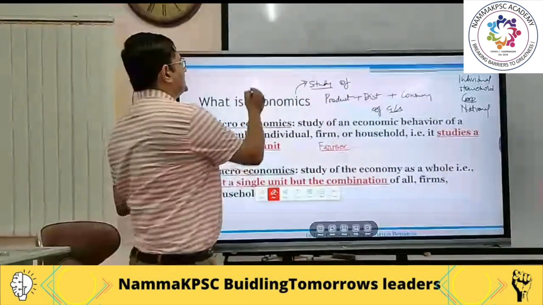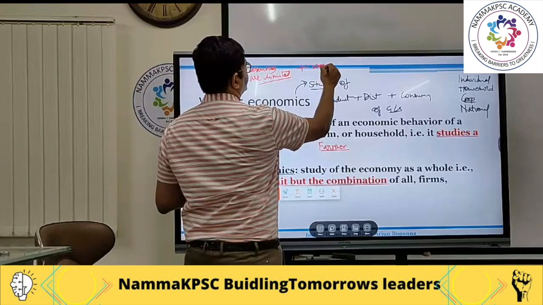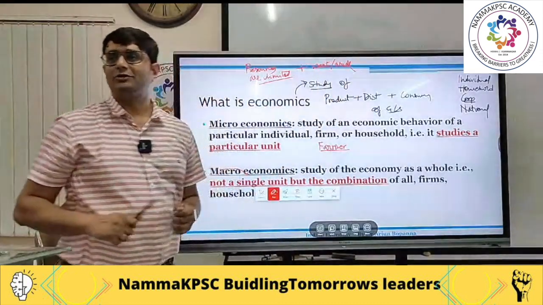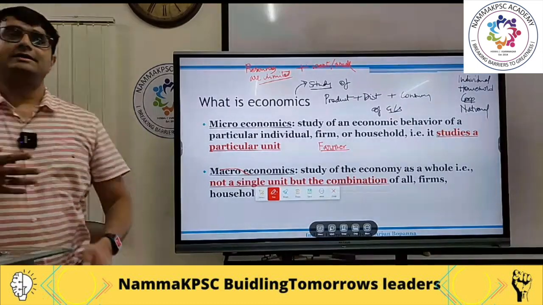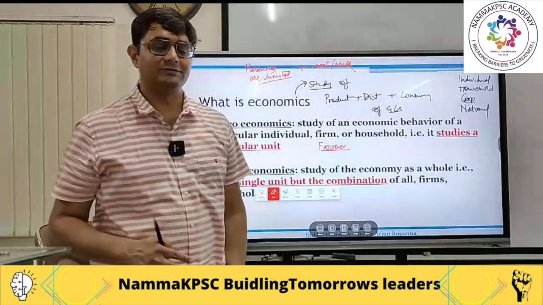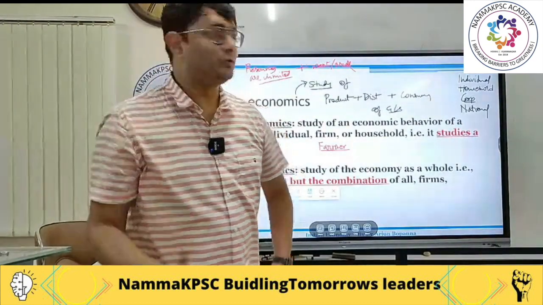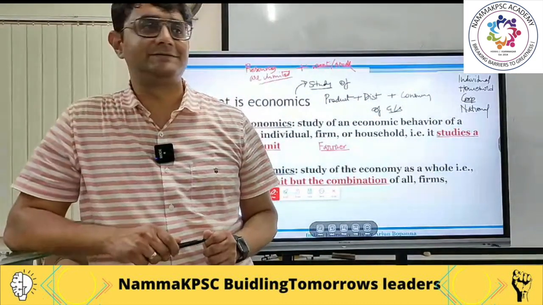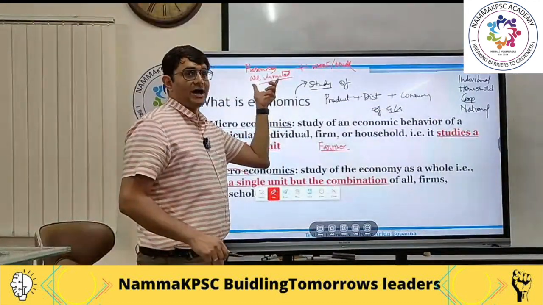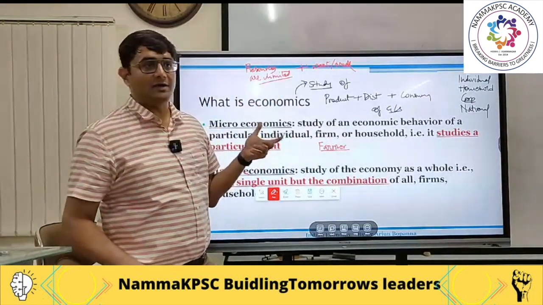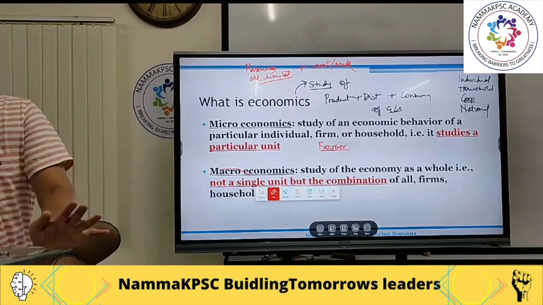So the basic idea is that resources are limited. Then wants or needs are unlimited. Yes or no? Our needs are unlimited. Resources are limited. So we need to take economic decisions to meet that want or desire. So that's the scope of economics. So how to utilize limited resources to meet unlimited wants and needs, that is the scope of economics. What is the scope of economics? It is to study how limited resources can be used to meet the wants and needs of the people. So that is what economics is. If you have to define economics, this is what it is.